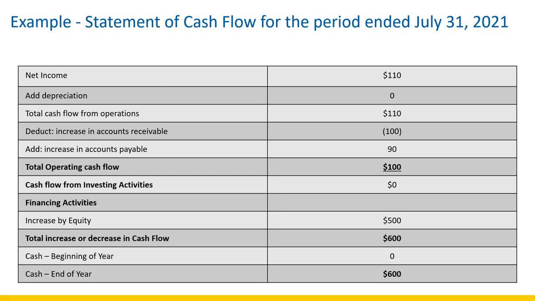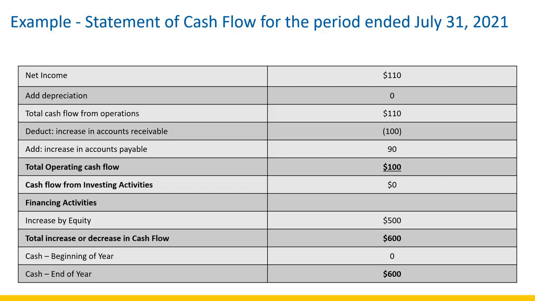This is the exciting part of everything that you're learning. This is the statement of cash flow in action. I get my net income from the journal entries that I showed you in earlier slides. The net income is $110. There was no depreciation. I didn't give you an example of depreciation, but if I did, it's a non-cash flow item, so I would add it back. I get total cash flows from operations.